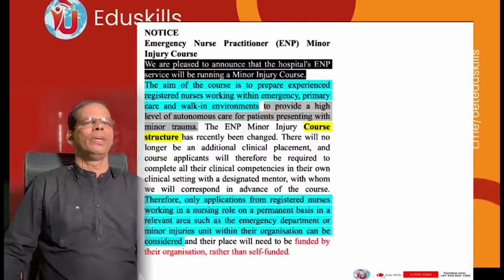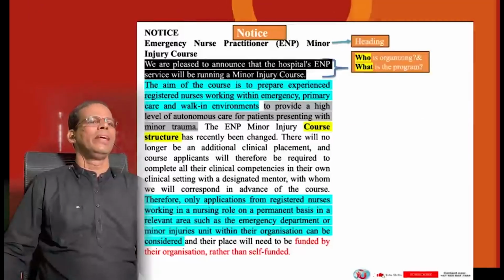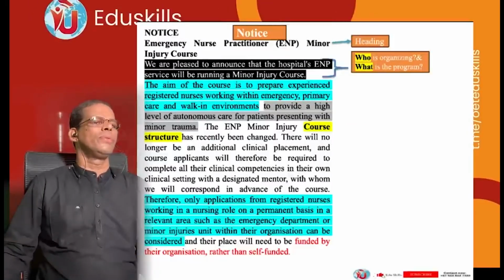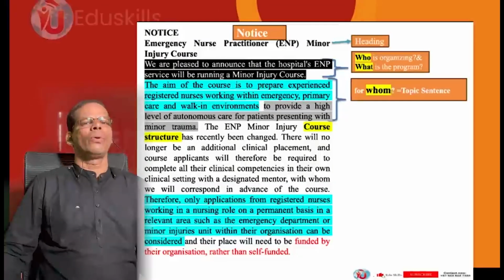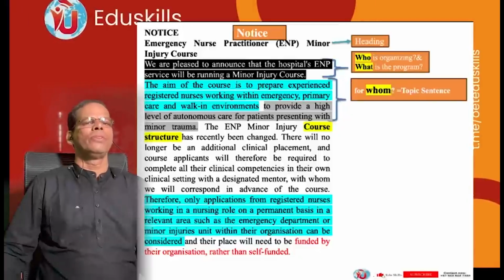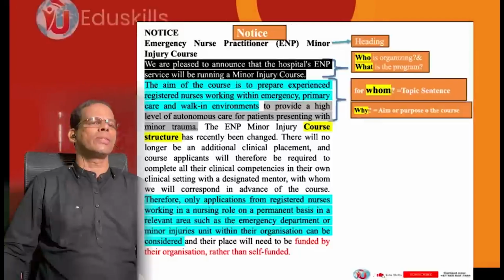Okay, so let's check into the structure of this one. So this is the notice. You have the heading first. Then you have who is organizing and what is the program. Then you have for whom. Topic sentence speaks for whom is the program. And the question is on the topic sentence. Why? Aim or purpose of the course also is mentioned in the topic sentence.